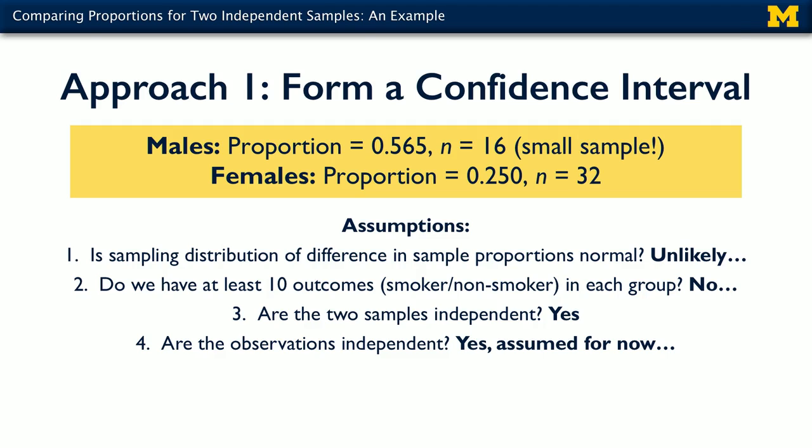Number 3, are the two samples independent? Well, in this case, the answer is yes, because we're talking about mutually exclusive subgroups, males and females, in this specific target population. And number 4, are the observations within each of the two subgroups independent? We're going to make that assumption for now. We're going to revisit the idea of dealing with complex sampling features in the NHANES a little bit later in this week, but for now, we're assuming that the 16 and 32 observations in each group are in fact independent of each other.